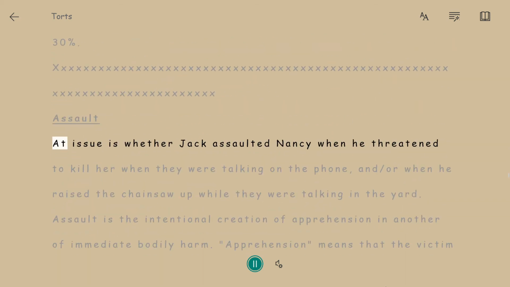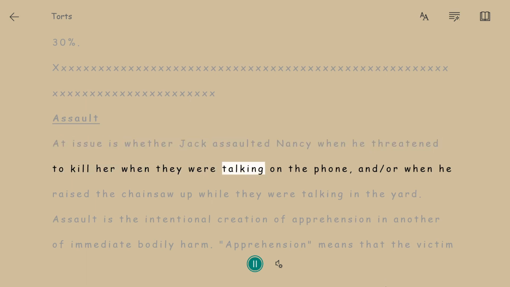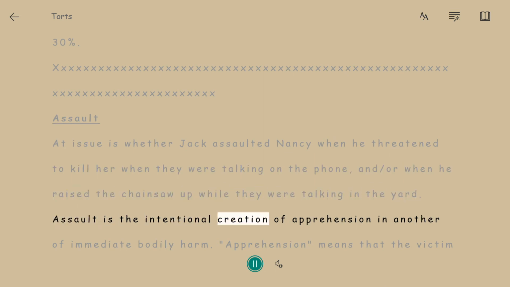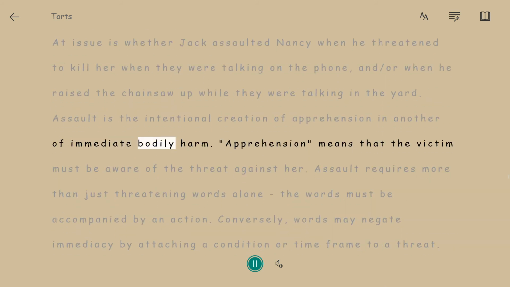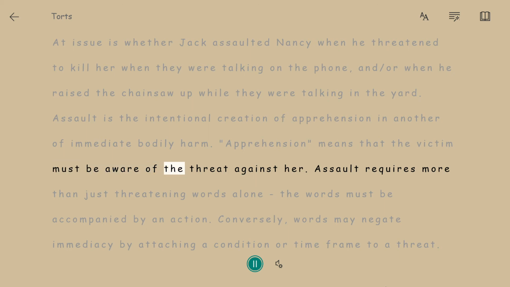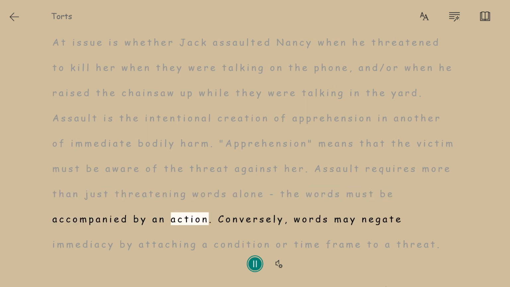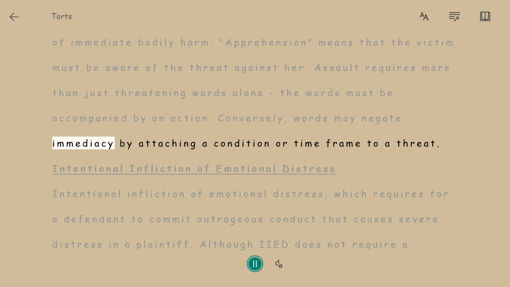Assault. At issue is whether Jack assaulted Nancy when he threatened to kill her when they were talking on the phone, or when he raised the chainsaw up while they were talking in the yard. Assault is the intentional creation of apprehension in another of immediate bodily harm. Apprehension means that the victim must be aware of the threat against her. Assault requires more than just threatening words alone. The words must be accompanied by an action. Conversely, words may negate immediacy by attaching a condition or time frame to a threat.